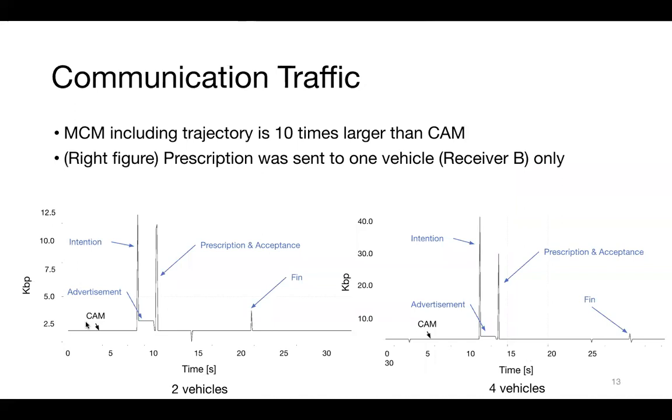This figure shows the amount of communication at this time. The left is the case where only 2 vehicles are upgraded, and the right is the case where 4 vehicles are upgraded. For comparison, CAM is also transmitting at 10 Hz. Looking at this, you can see that the message containing the trajectory is about 10 times larger than the CAM. Therefore, it can be seen that the bandwidth saving of this method is effective.